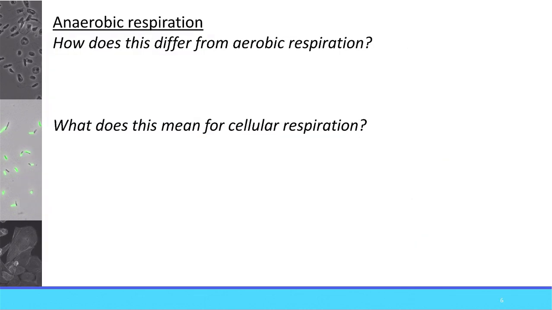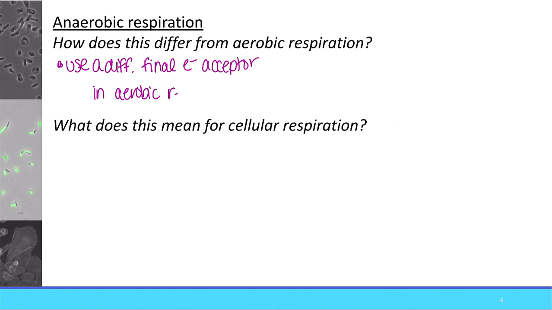So let's start off with anaerobic respiration. And let's talk about how this is different than aerobic respiration. The main difference between anaerobic and aerobic respiration is that we use a different final electron acceptor. So in aerobic respiration, what's our final electron acceptor? Hopefully you are yelling at the screen and telling me that it is oxygen. So oxygen is our final electron acceptor in aerobic respiration.